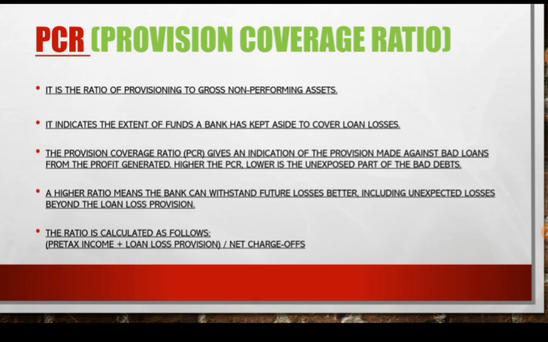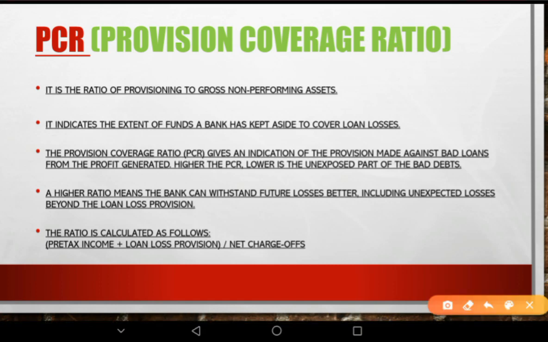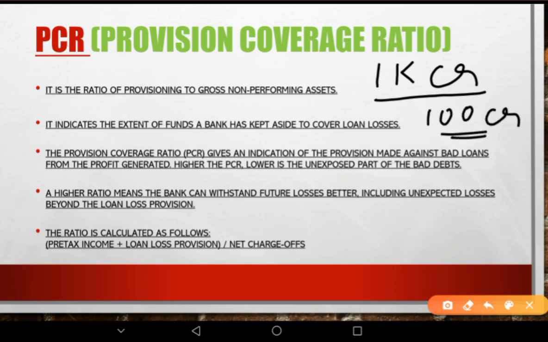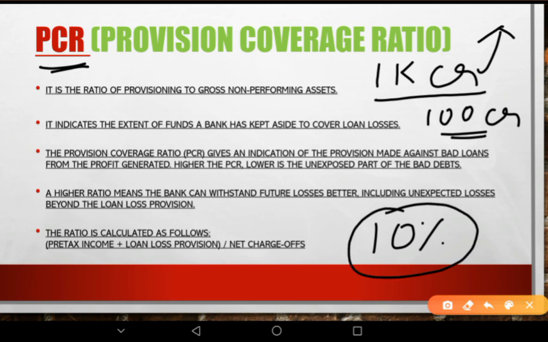See, any bank, like if I talk about SBI, if it gives a loan of, let's say, 1000 crore to Vijay Mallya, so they keep away like 100 crore rupees as PCR, because they know that they have a 10% chance of losing their money. So they keep 100 crore rupees as PCR in case Vijay Mallya runs away and doesn't pay the loan amount. So what amount of money a bank is keeping as a coverage is known as provision coverage ratio.